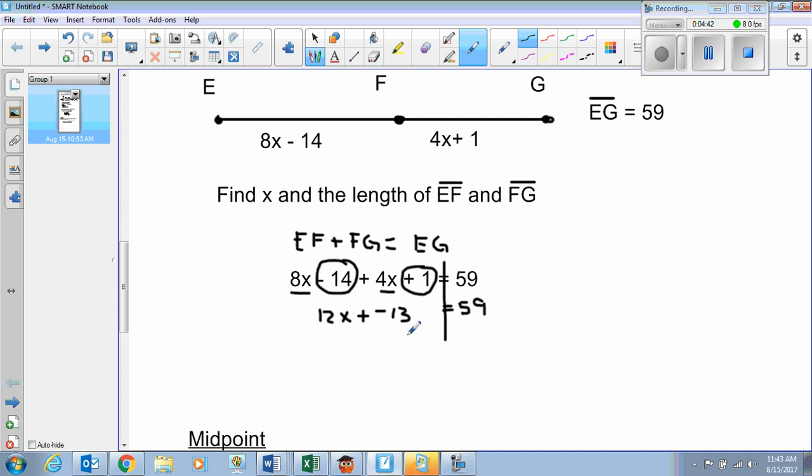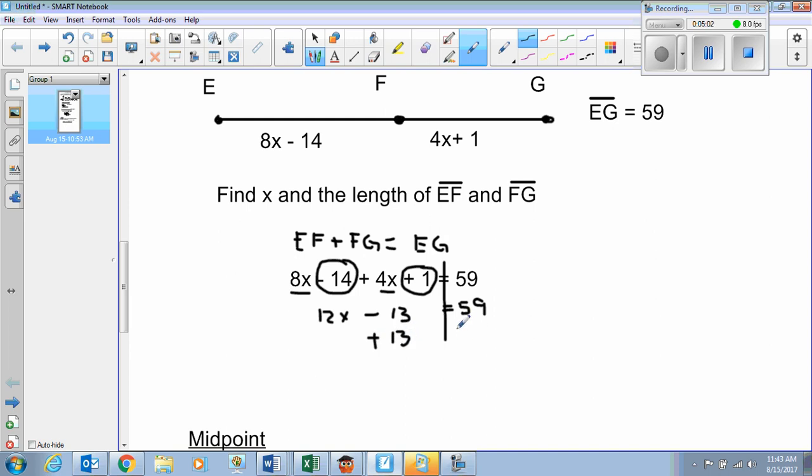Now that we've combined our like terms, we can go ahead and try to solve for x. So here's a -13. How do I get rid of a -13? Really, I should think about this as negative 13 instead of minus 13. So how would I get rid of it? I'm going to add 13 to both sides of the equal sign.